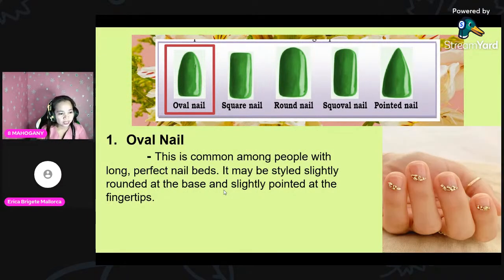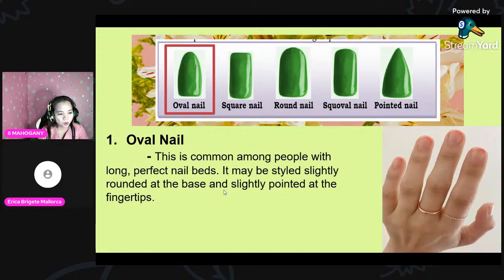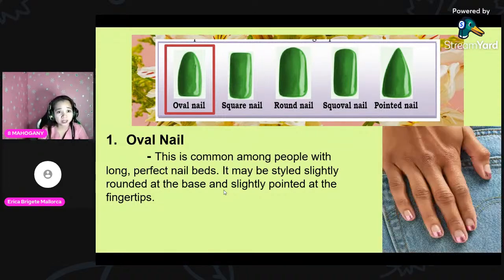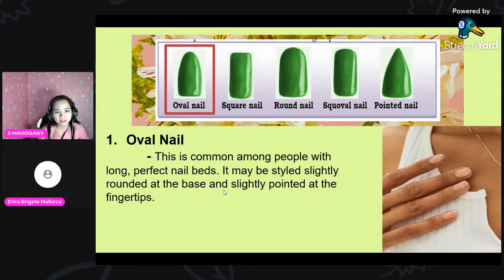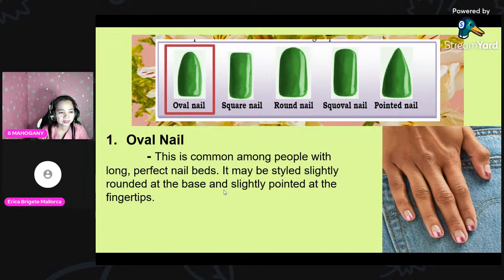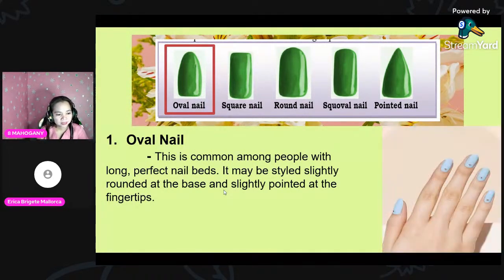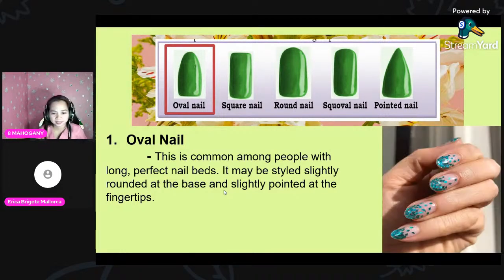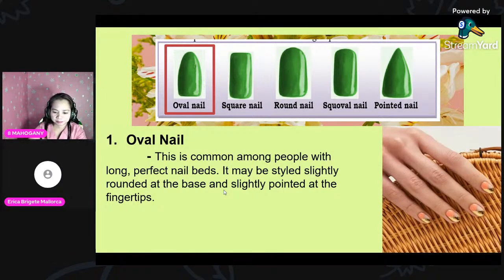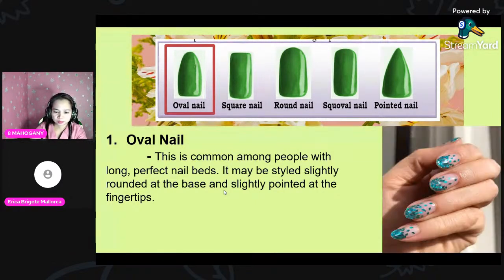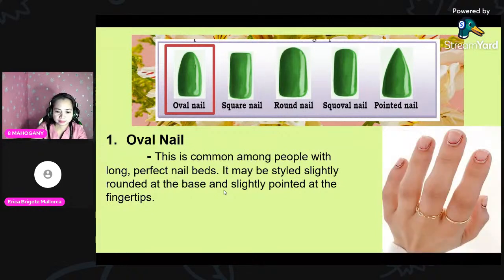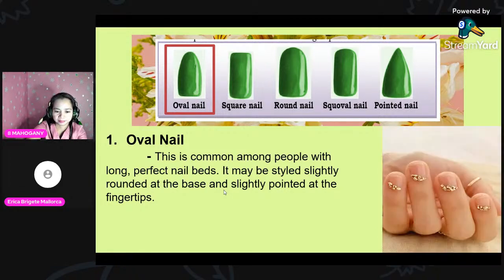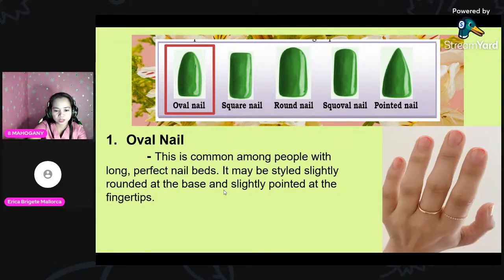Okay? So, nakita nyo po, square po. Ah, okay. Kay Macanas, square. Kay Briol, square din po yung nail. Very good. Okay, next po. Kasi may screenshots ko yun.